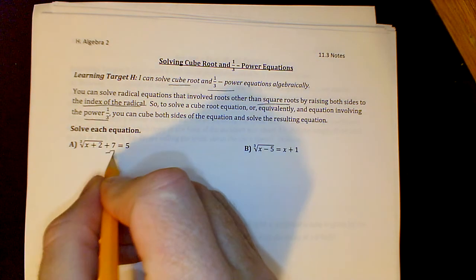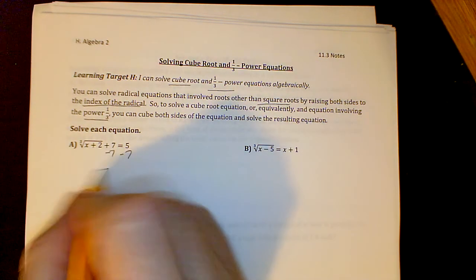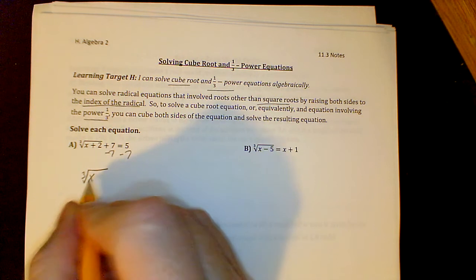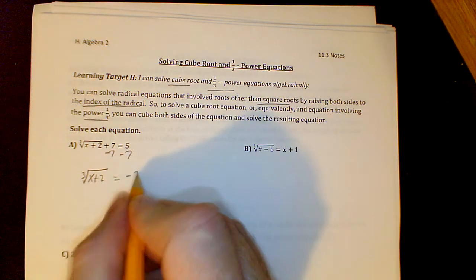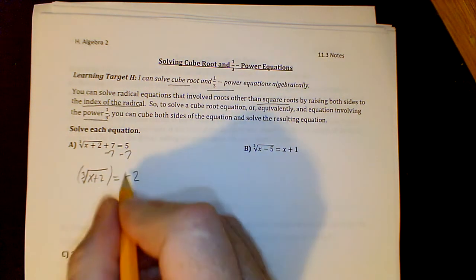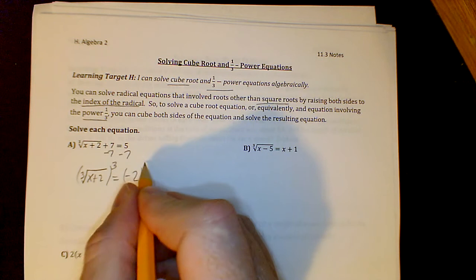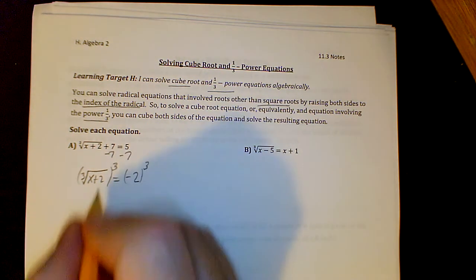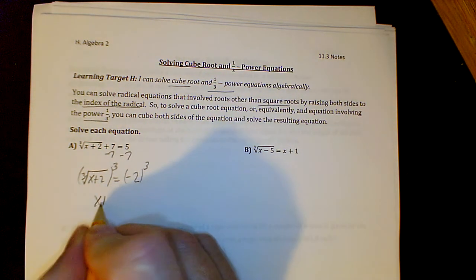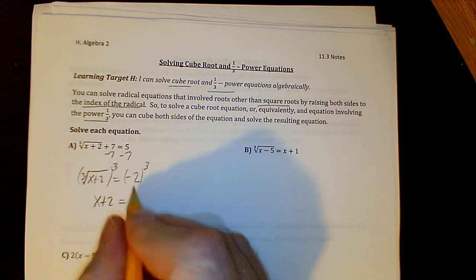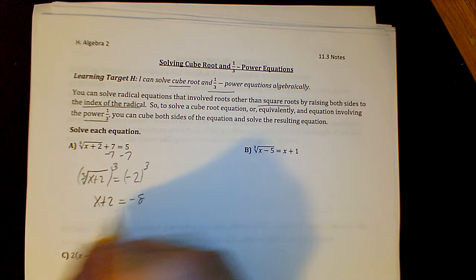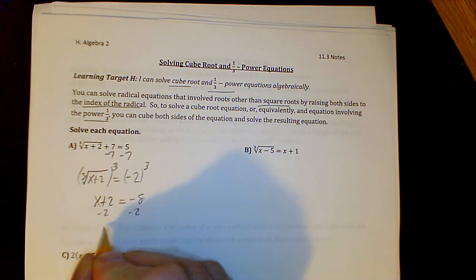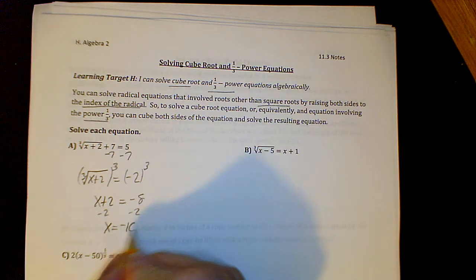If I subtract 7, I get the cube root of x plus 2 equals -2, and then I cube both sides. Just like square roots remove squares, cubes remove cube roots. So these guys cancel out. I get x plus 2 equals, well, cube of -2 is -8. I subtract 2, and I get x equals -10.